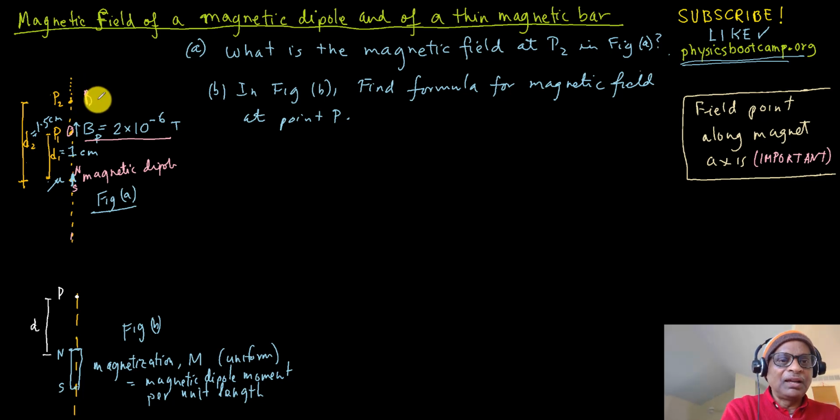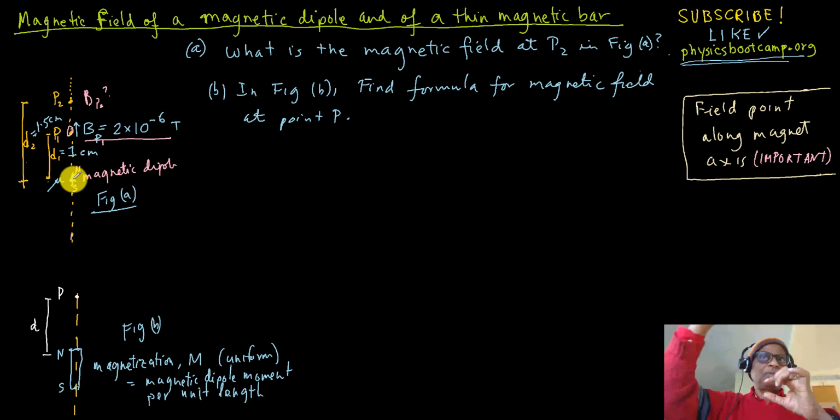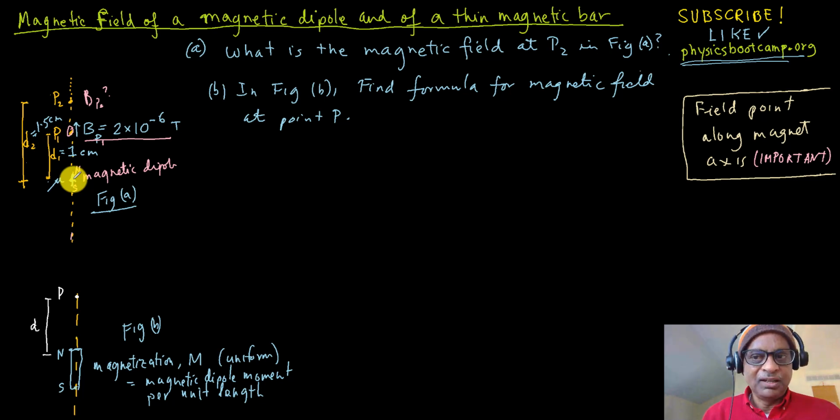What is the B at P2? B at P1 is this. B at P2 would be that. What will that be? Basically, I'm a very tiny magnet, and I'm sitting at different places, and I want to know if the magnetic field is such and such here, what's the magnetic field over there? It's actually a good question, and maybe you can practice.